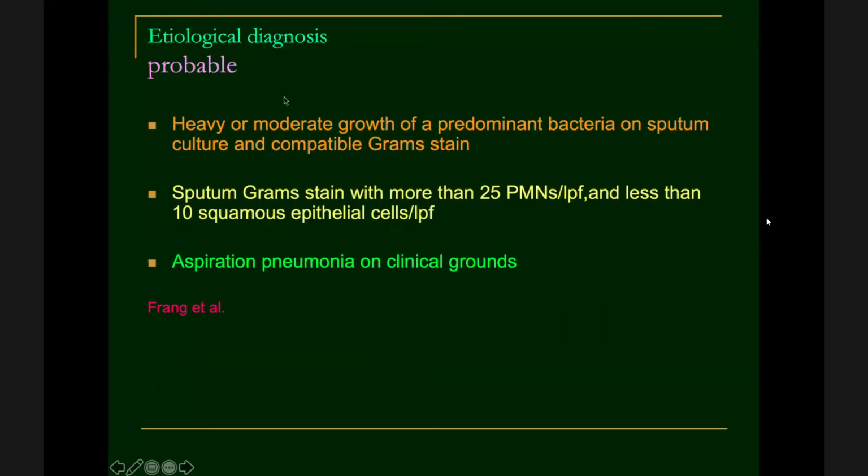Probable cause of pneumonia is when there is heavy or moderate growth of predominant bacteria on the sputum culture and a compatible Gram stain. The sputum Gram stain has more than 25 polymorphonuclear cells per low power field and less than 10 squamous epithelial cells, and aspiration pneumonia on clinical grounds. So aspiration pneumonia on clinical grounds, we can say is a probable one.